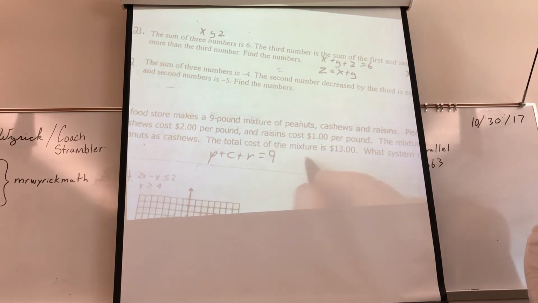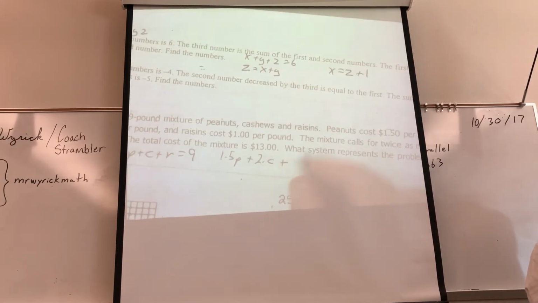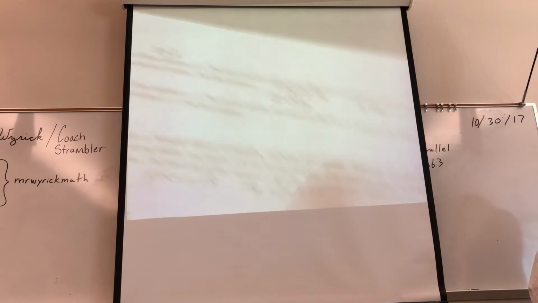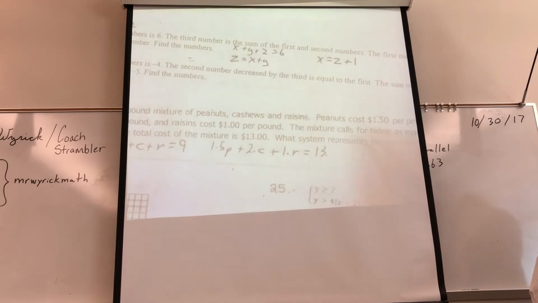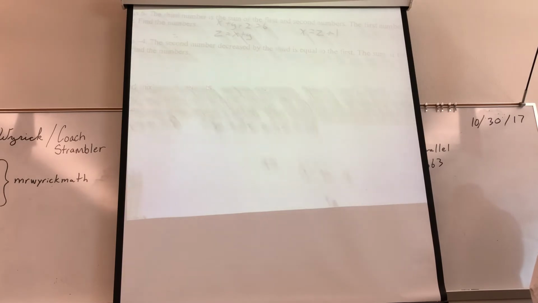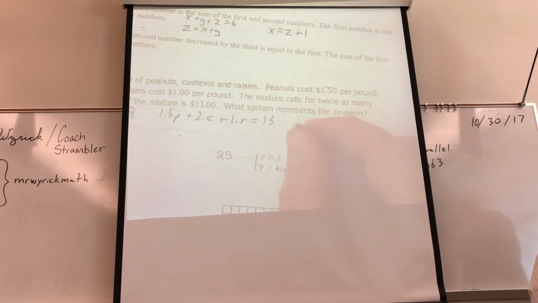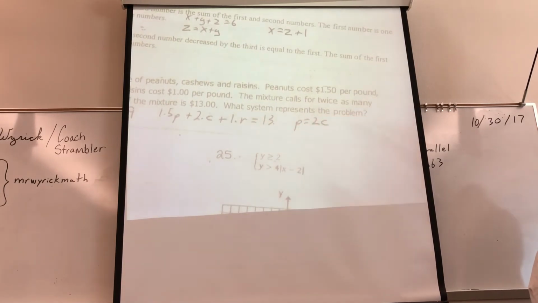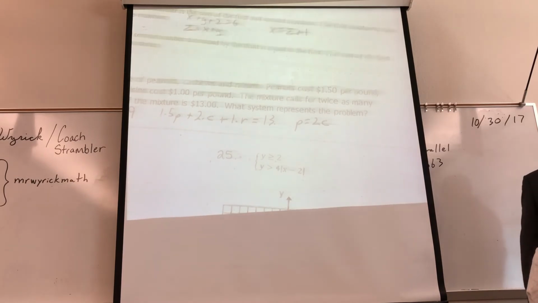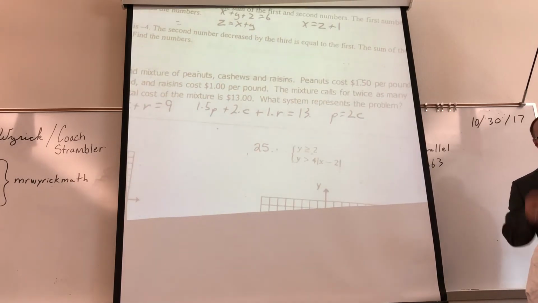And then your cost equation, which is $1.50 for peanuts, plus $2 per pound for the cashews, plus $1 per pound for raisins, and it says the total cost of the mixture, which is 9 pounds, is $13, so that's just 13. And then twice as many peanuts as cashews, that would be peanuts is equal to 2 times the number of cashews. So once you get that set up, solving it's the easy part.